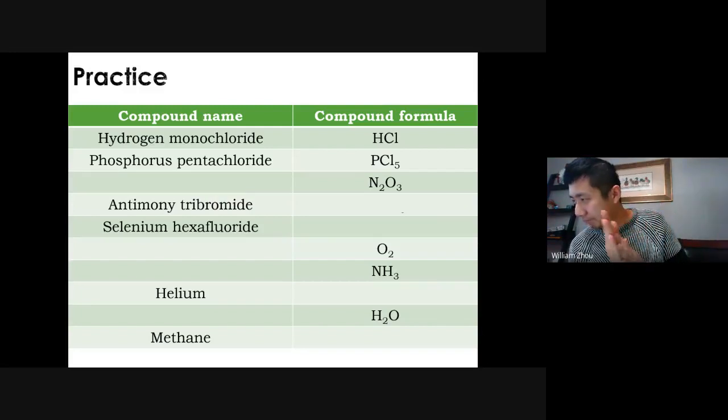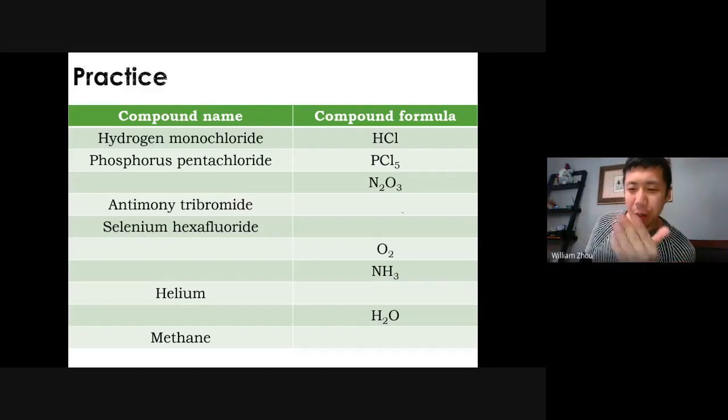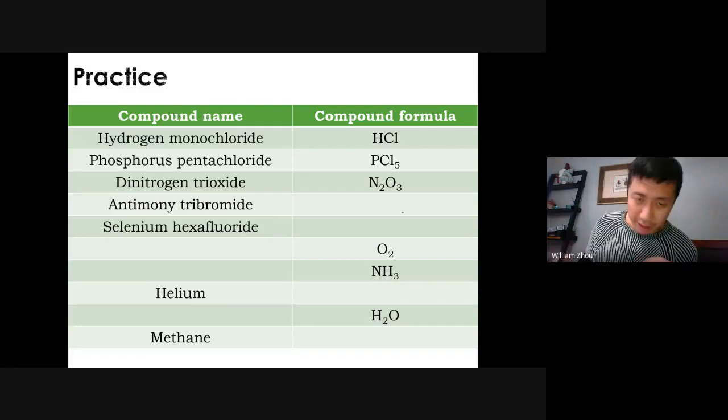Yep. There's one mistake in there. N2O3, the next one. N2, there's 2 of them, dinitrogen. 3 oxygens, trioxide. Okay, next, antimony tribromide. Antimony is Sb. It has a charge of, it makes 3 covalent bonds, 3+. Tribromide, 3 bromines, Br3.